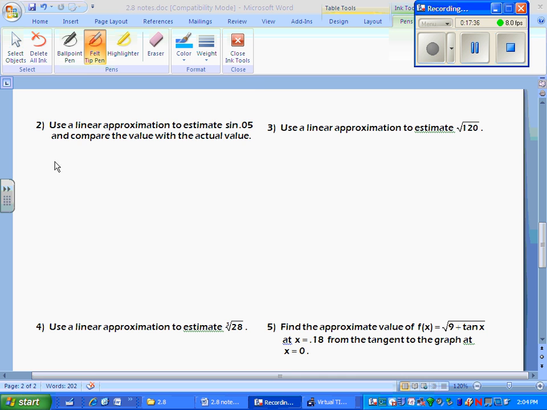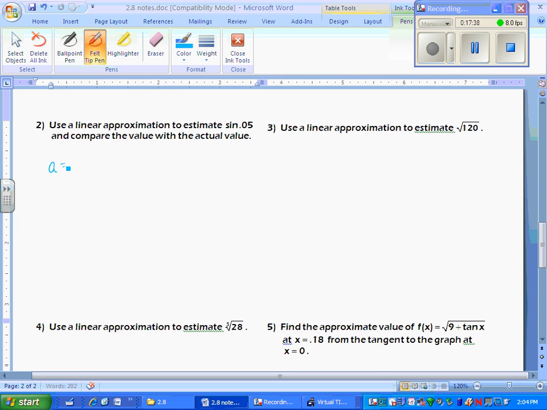So, remember I told you before we were going to need to know what's A, what's f of A, and what's the derivative of f of A. The other thing we need to know is what's the original function. The problem doesn't directly say it, but what function are we talking about here, if we're trying to estimate sine of 0.05? Sine of x. Right, sine of x is our function. 0.05 is what we're trying to estimate.